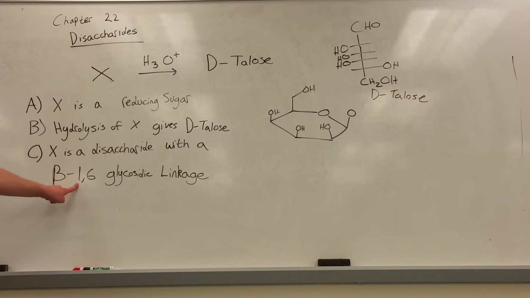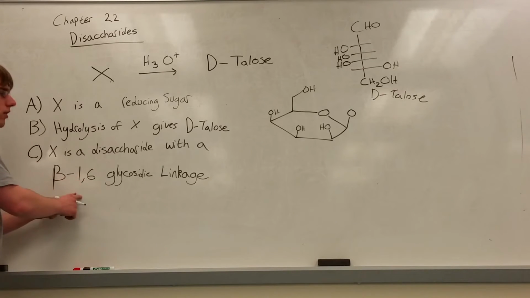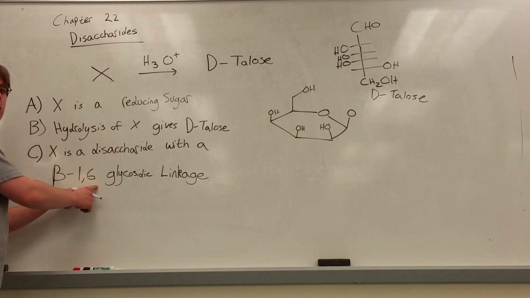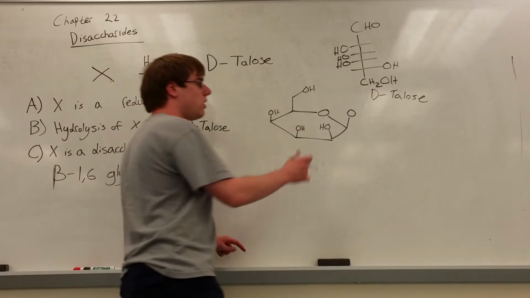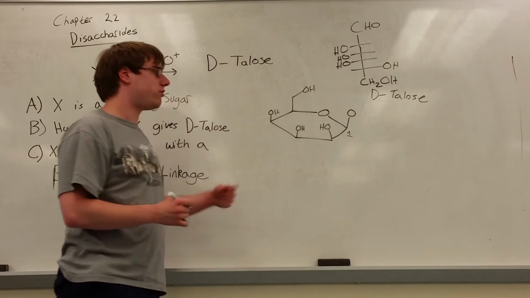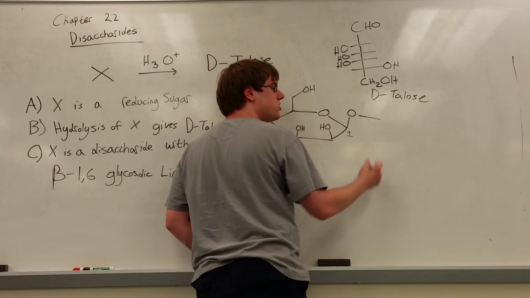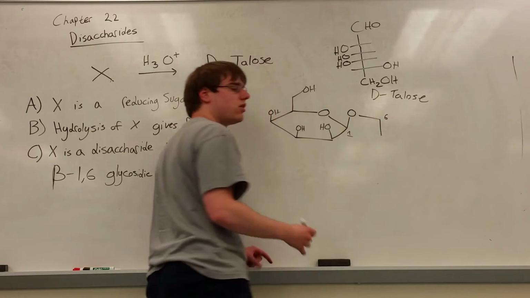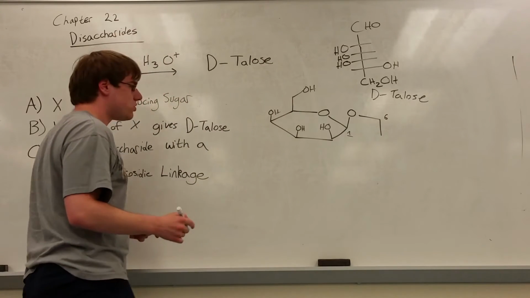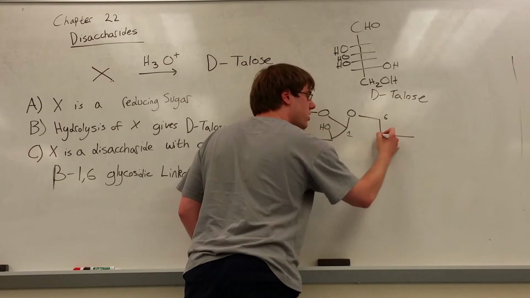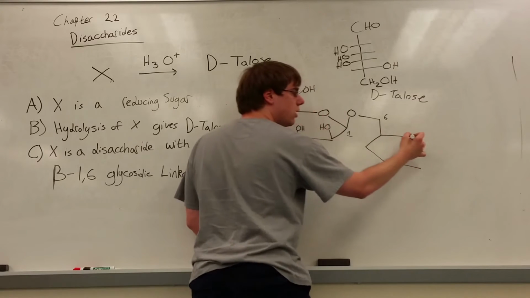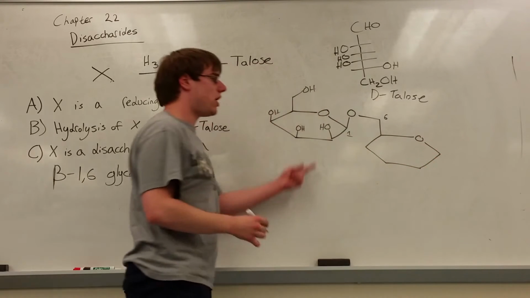Now notice it says 1,6 glycosidic linkage. That means carbon 1, which is typically your anomeric carbon, is part of the linkage that connects one ring to the other. So what 1,6 means is one of the 2 rings is connected by its carbon 1, and the other ring is connected by its carbon 6. So here is the carbon 1, the anomeric carbon of my first ring, and this needs to be connected to the carbon 6 of the other ring. So that means I'm going to draw the other ring now. Oxygen. So I should have like that.